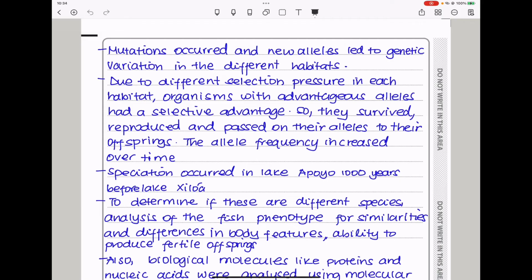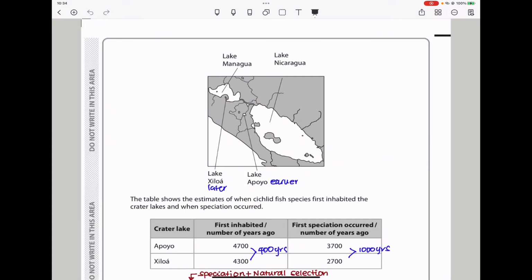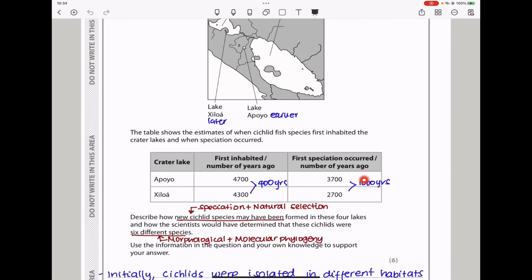So mutations occurred and new alleles led to genetic variation in the different habitats. So due to the different selection pressures in each habitat, organisms with advantageous alleles had a selective advantage, and so they survived, reproduced, and passed on their alleles to their offspring, and the allele frequency increased over time. Also, speciation occurred in Lake Apoyo 1,000 years before Lake Shiloah. We can see it from the table here, 1,000 years earlier. The difference in time is 1,000 years.